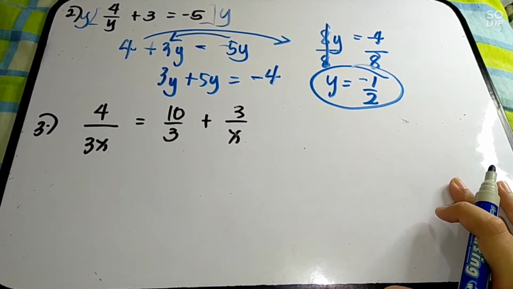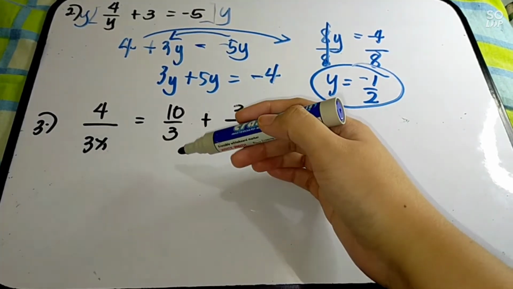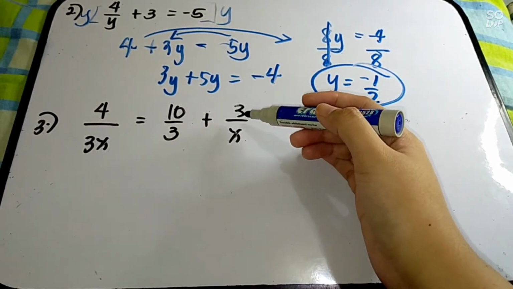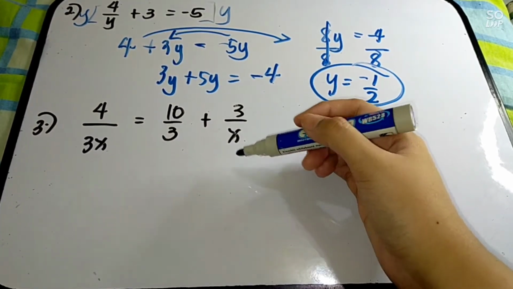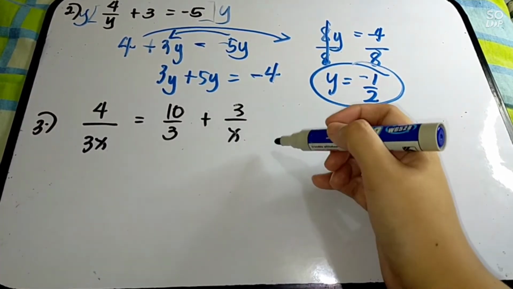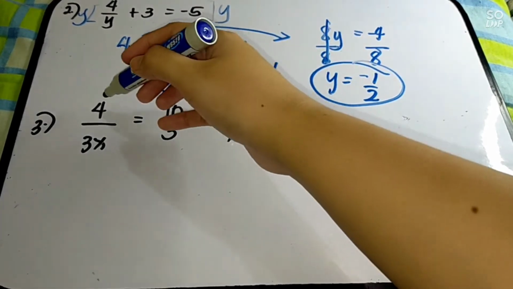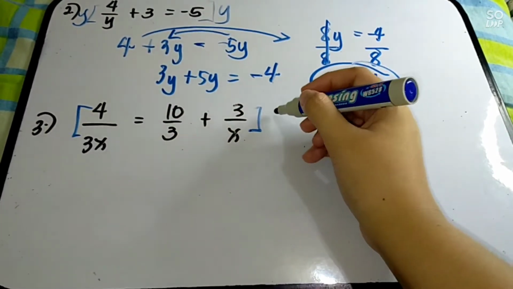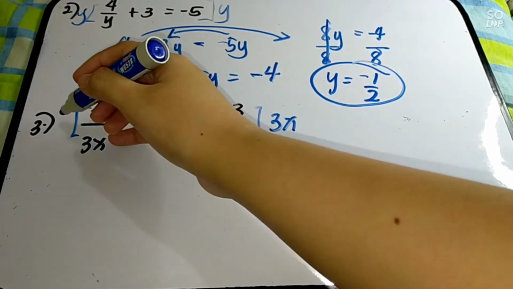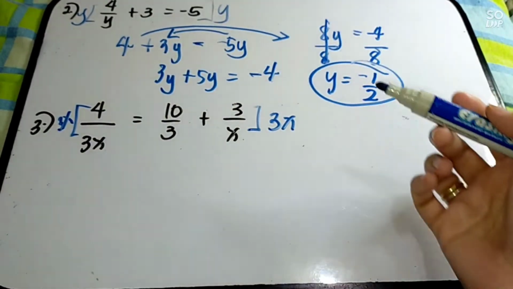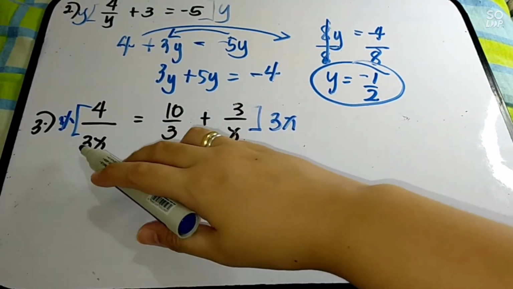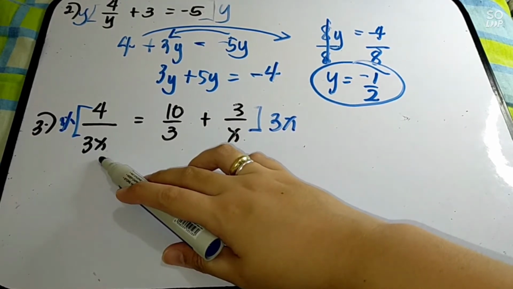Number 3. We have 4 over 3x is equals to 10 over 3 plus 3 over x. As you can see, ang common is 3, ang common is x. So, therefore, your LCM is 3x. So, yun na yung pinaka-LCM mo. We have your 3x and then 3x. That is it. Then, 3x divide 3x divide 1.